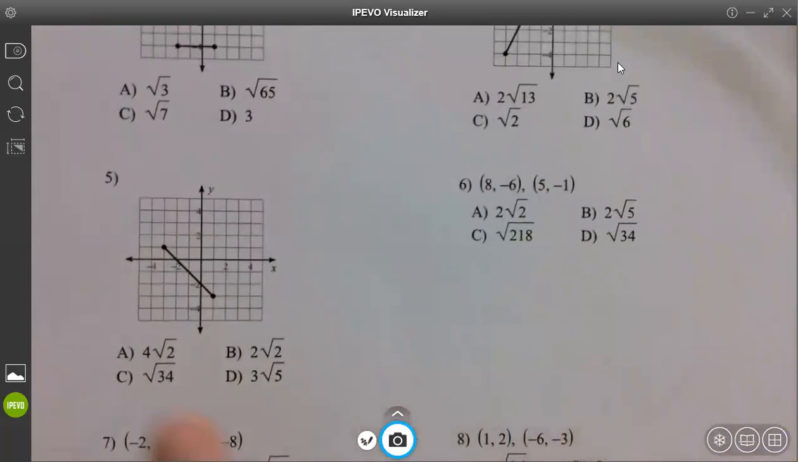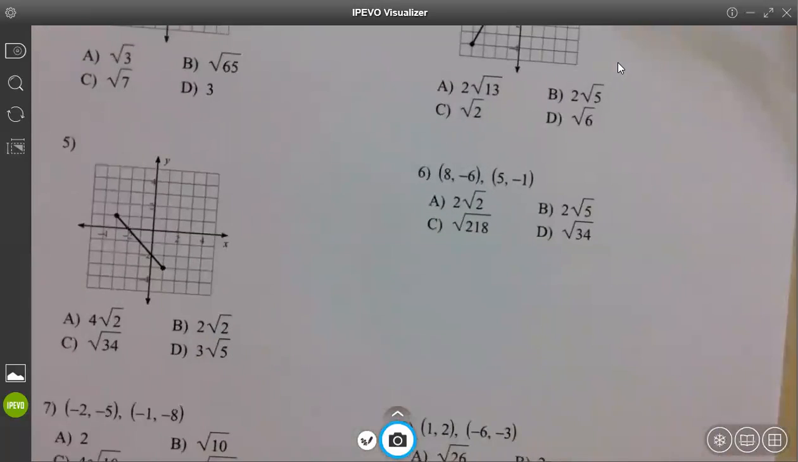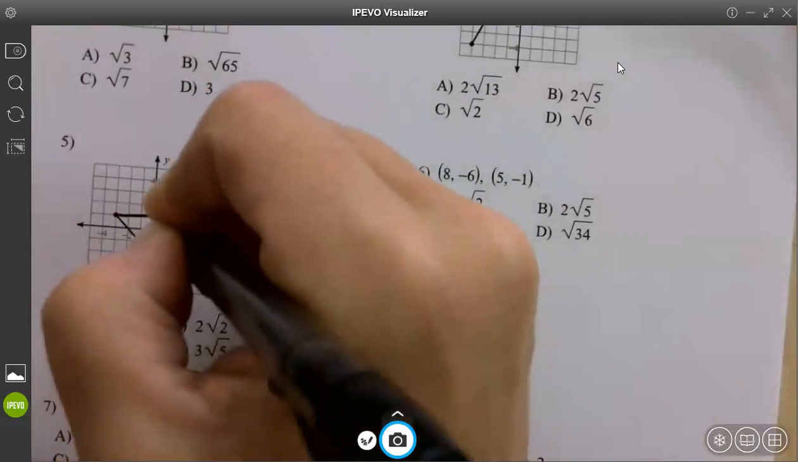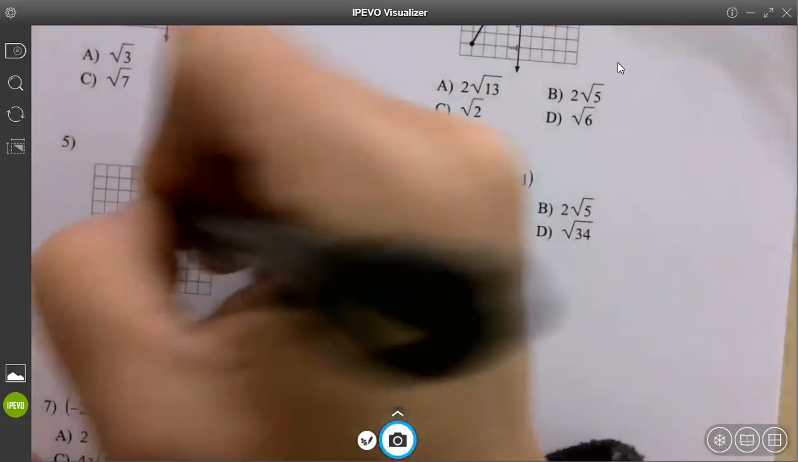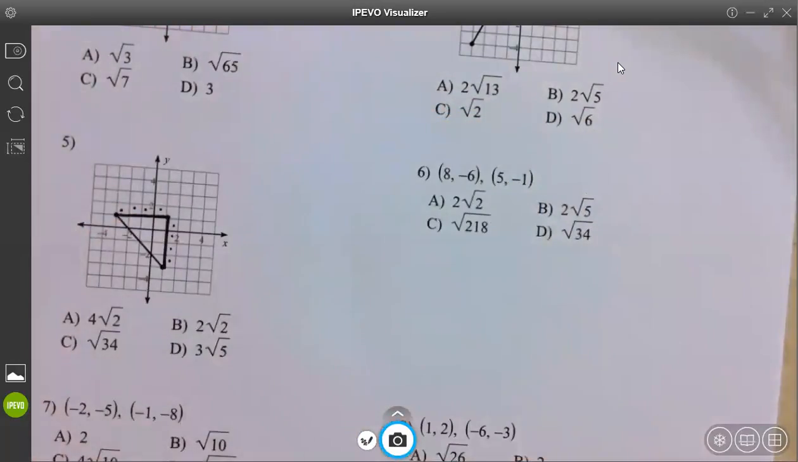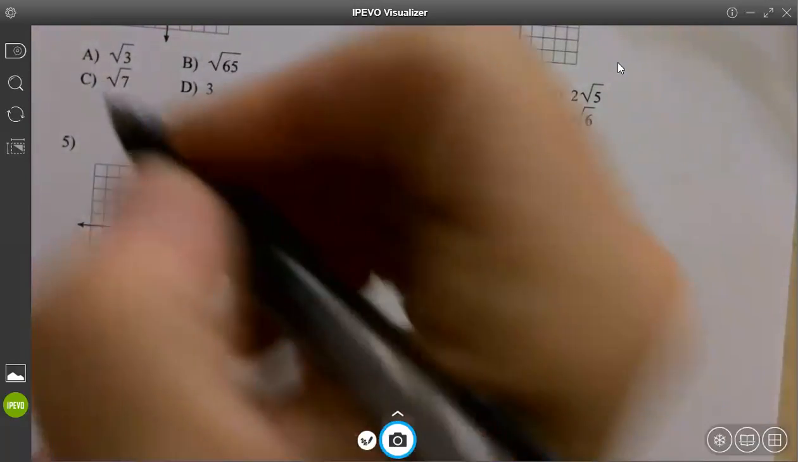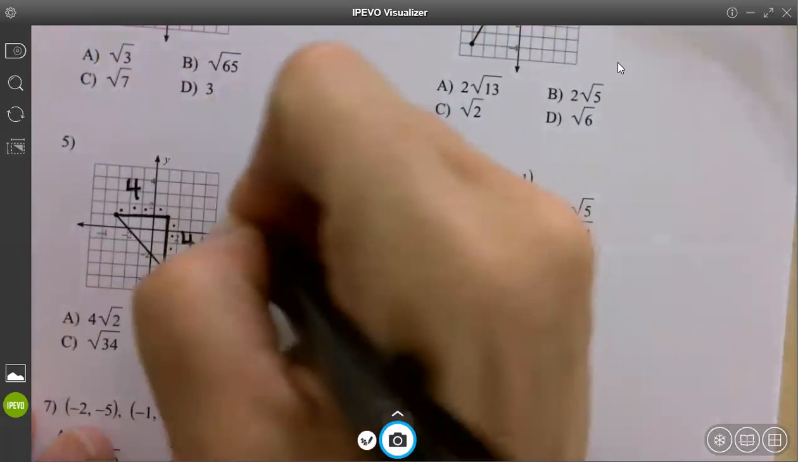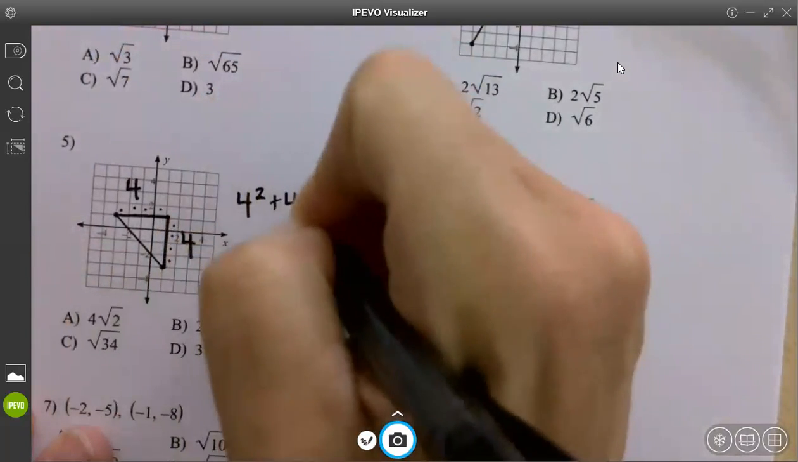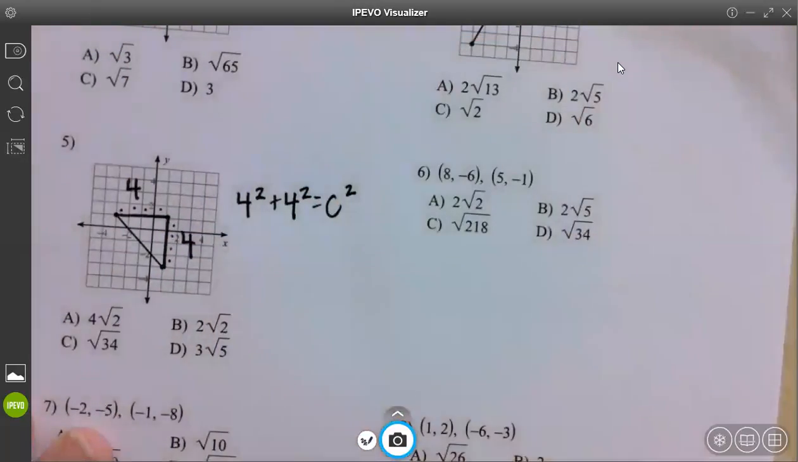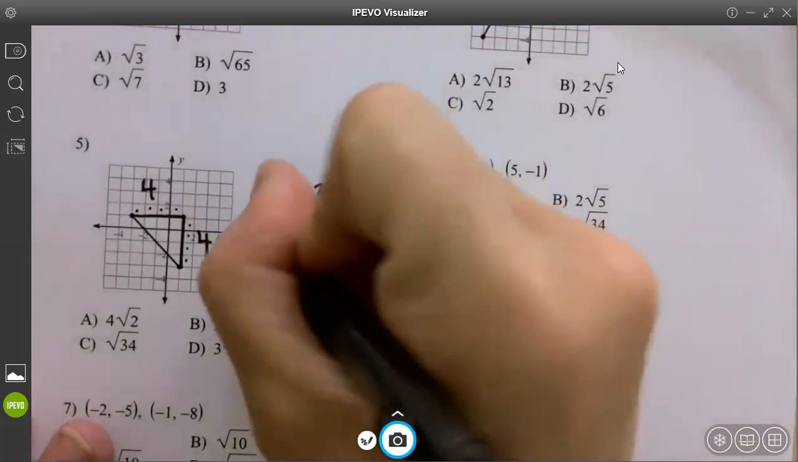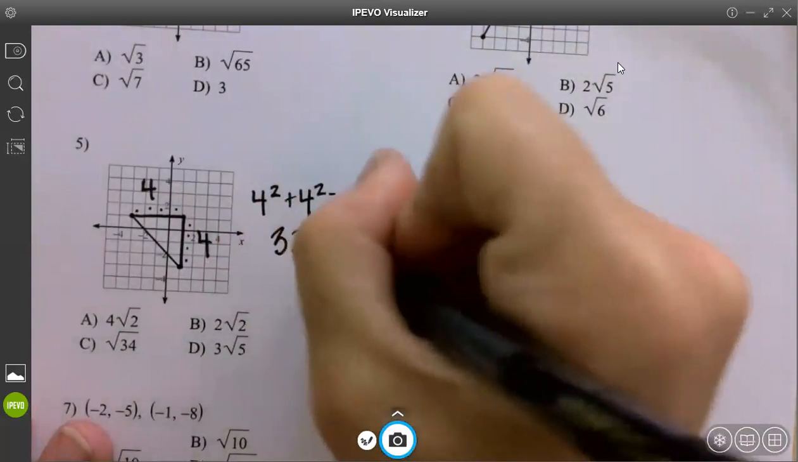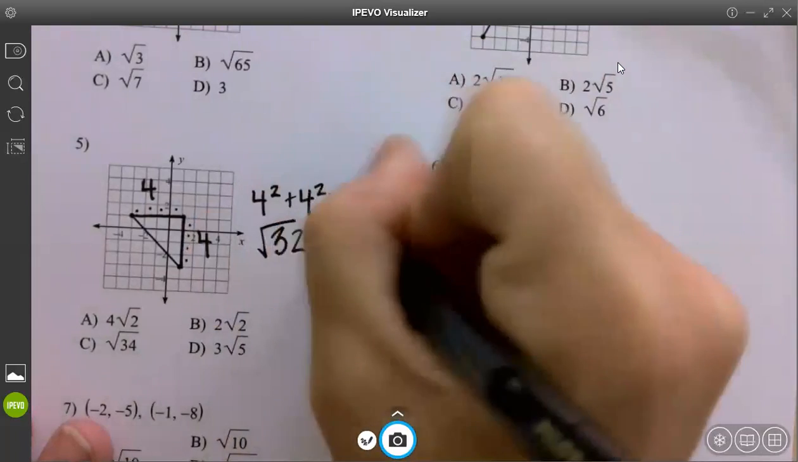Look at number 5. This is one I want to do. I want to show you how to get the answer, but it's not exactly on there. I'll explain it in just a minute. Go to number 5. You finish up number 2 on your own. I at least gave you the rise and the run. What's your rise and run on this one? 4 and 4. So 4 squared plus 4 squared equals c squared. 4 squared plus 4 squared is 32. And then I take the square root.